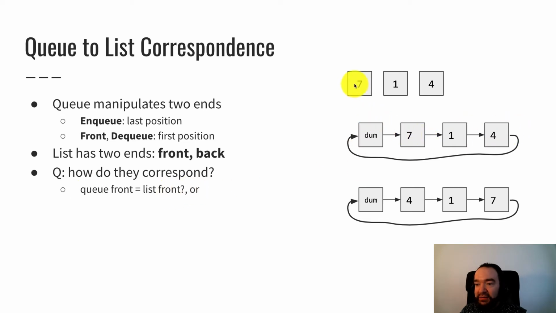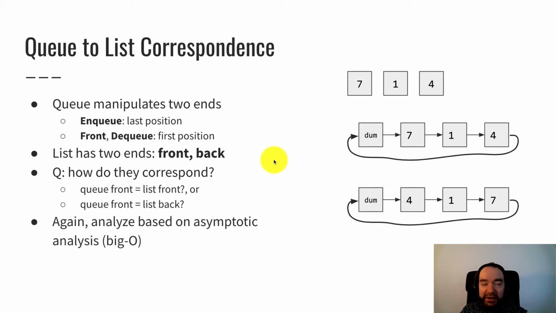So at the top I have sketched a queue that contains 7, 1, 4 with 7 at the front because 7 is on the left. And if we say that the front of the queue is located at the front of the list, then 7 is at the front of the list and 4 is at the back of the list. The other alternative is we could say that the front of the queue is at the back of the list, and that's sketched on the bottom here where the front element 7 is at the back of the list and the back queue element 4 is at the front of the list.